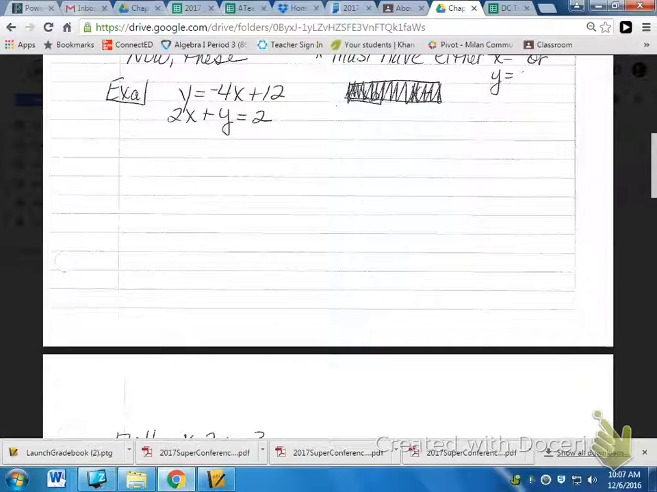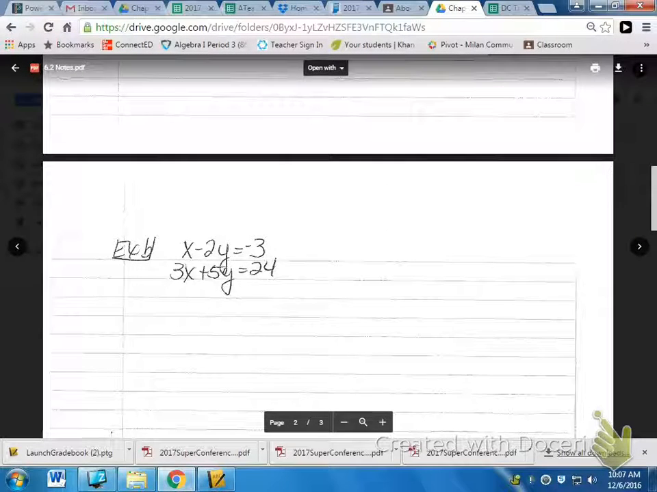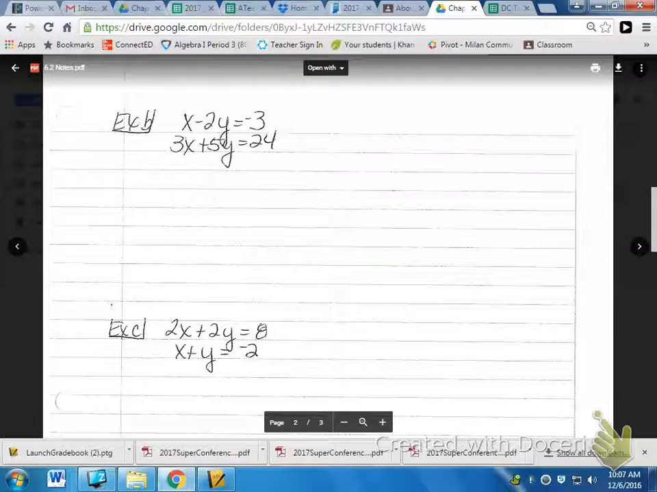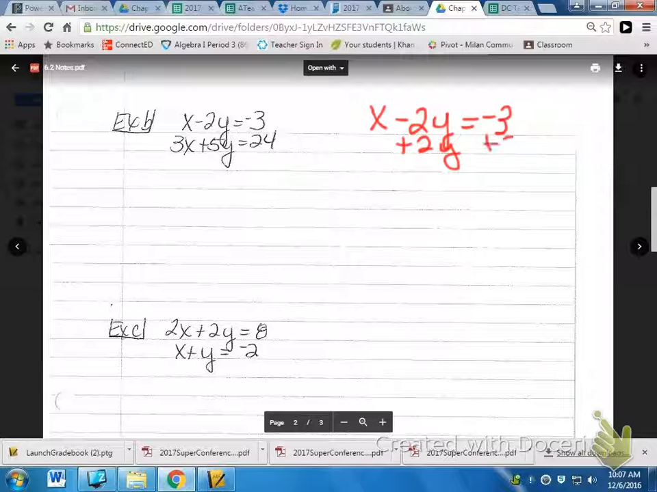All right, let's go on to our next example. Here's one that starts it off right off the bat. Example B: x minus 2y equals negative 3, and 3x plus 5y equals 24. Neither one of them is x equal or y equal, but hopefully you can tell which one you could easily fix. Which one would it be, Jared? X minus 2y equals negative 3. Yeah. So let's take x minus 2y equals negative 3, and let's go ahead and fix that by adding 2y to both sides.